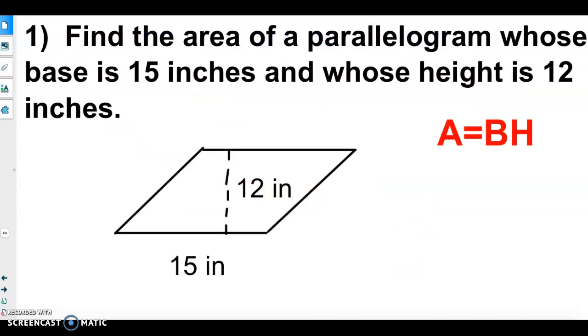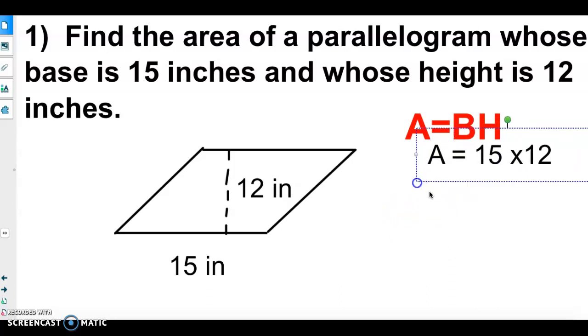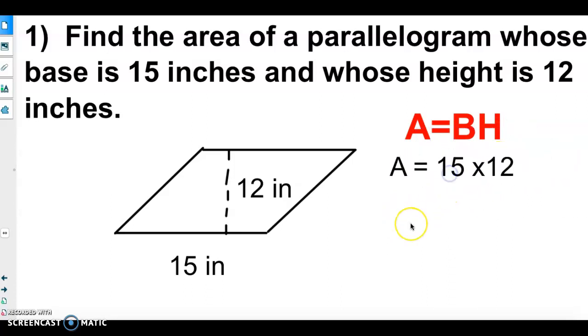So our first problem says find the area of a parallelogram whose base is 15 inches and whose height is 12 inches. So here is my formula. Here is my picture of my parallelogram. My base is 15, my height is 12. So A stands for area. So I'm going to write the area equals 15 times 12. And I'm going to move that underneath the formula. And then on my calculator, and I would encourage you to use calculators on this entire unit, I'm going to multiply 15 times 12, and the area is 180, and I'm going to move that right underneath this.